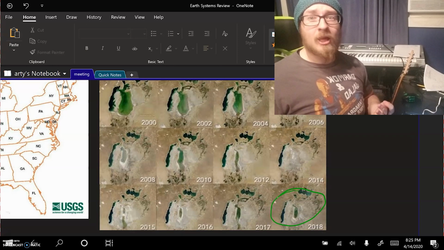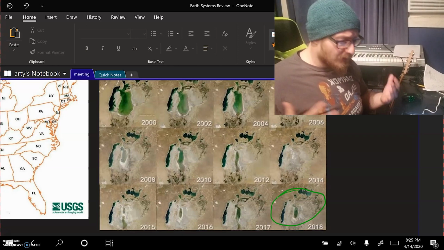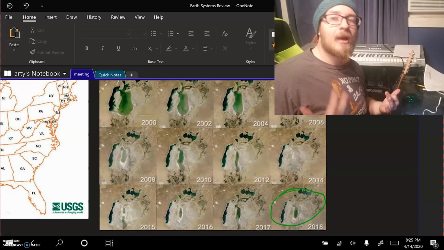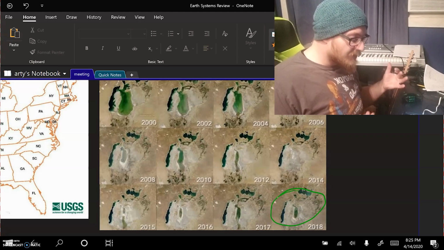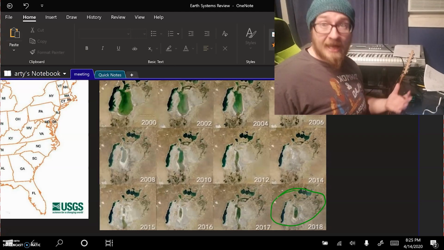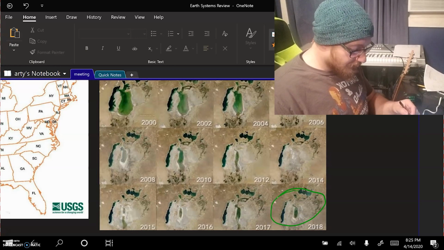Cotton relies on a lot of water, and it's the Middle East. It's not very water efficient right now. So the Aral Sea has been depleted for agriculture in this part of the world.